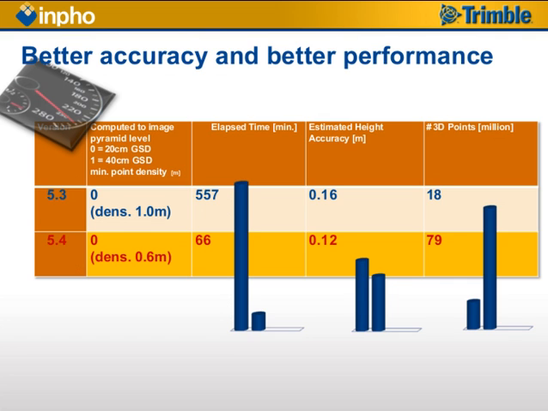Another thing that I already mentioned is that we got a better accuracy, and this went together with better performance. Just to emphasize that, I made two comparisons. The first is on this slide. I compared the standard run of the old 5.3 version and the new 5.4 version. The density was 1 meter compared to 0.6 meters, so we get a denser DTM. Looking at the 3D points, that's a tremendous difference: we went from 18 million points to now 79 million points.